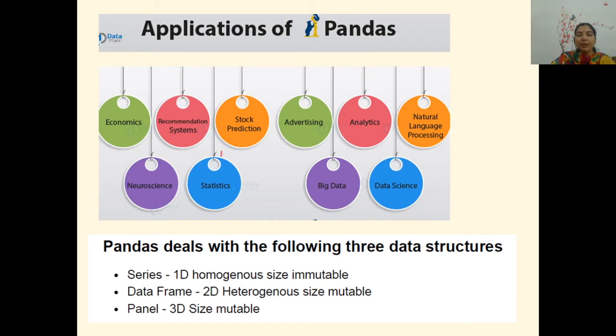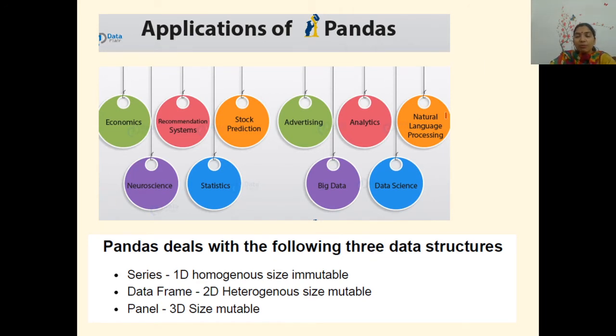These are the applications of pandas in the field of economics, stock predictions, various recommendation systems, where we want to recommend something or not, we have to take the decision. Here pandas data analysis helps you a lot. When you do some advertising, presenting the data in a different manner helps you. Analytics, obviously, analyzing the data in various manners. Natural language processing, data science, big data, statistics, neuroscience. So many fields are utilizing the pandas library and applying all its features to give various results to society.